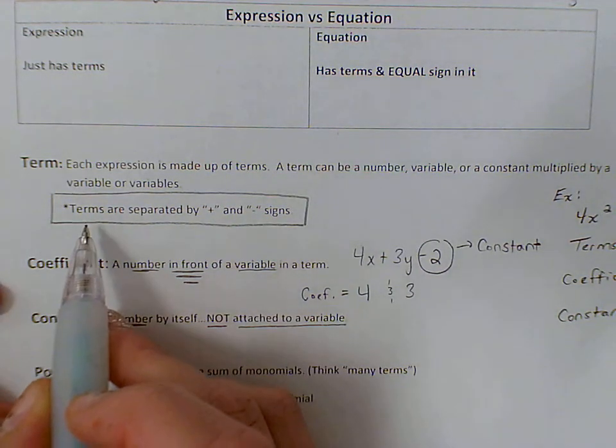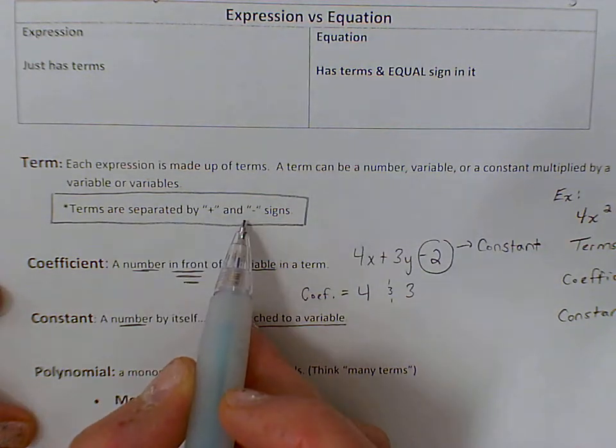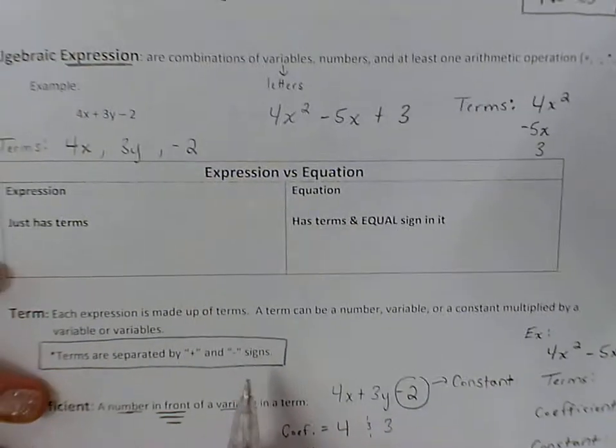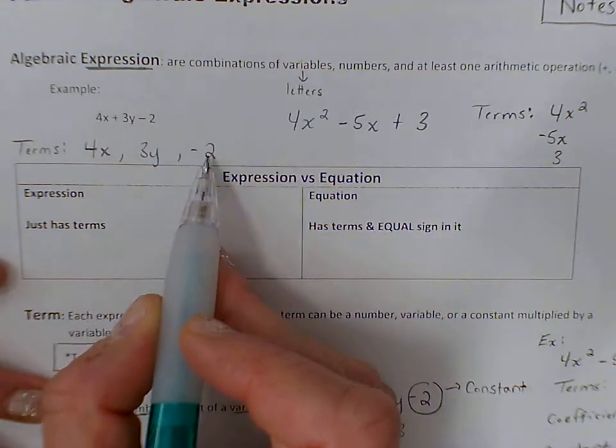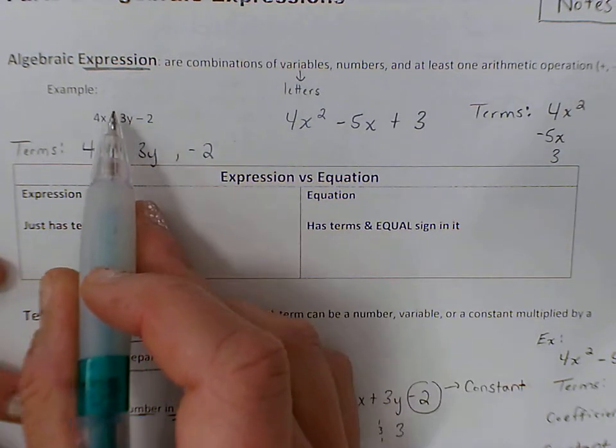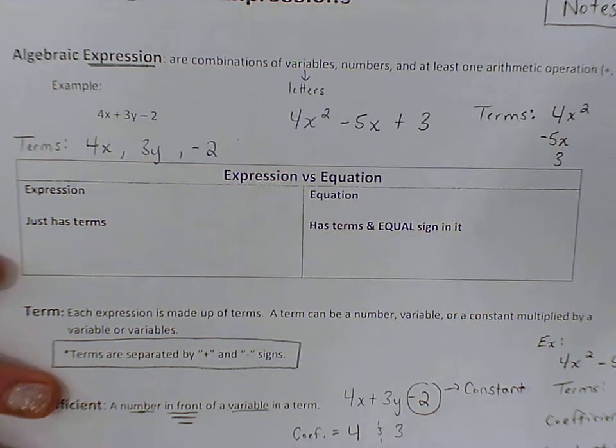And so the big thing that I talked about was, remember, terms are separated by your plus and minus signs. And so if you remember that, it made it very easy to kind of figure out what your terms were. So think about them like walls. They're separating your terms in a way, okay?